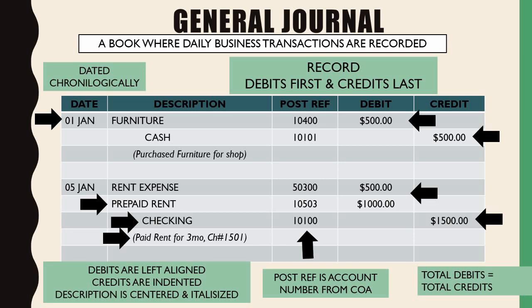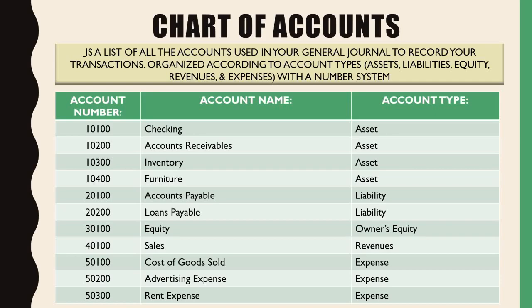Okay, now I'm going to move into the post-reference column. If you use account numbers, that's where you're going to place the account number. For example, my checking is 10,100. If I look at my chart of accounts real quick up here, it matches my chart of accounts right here.